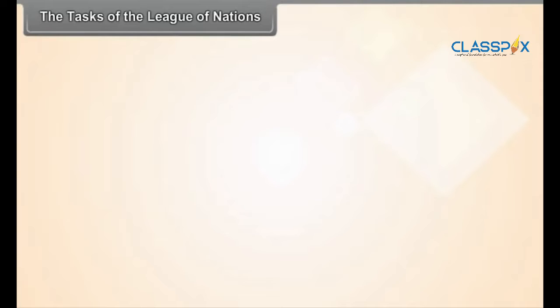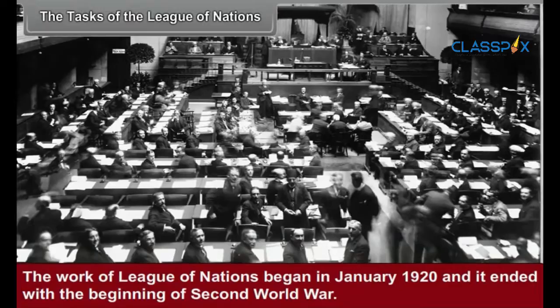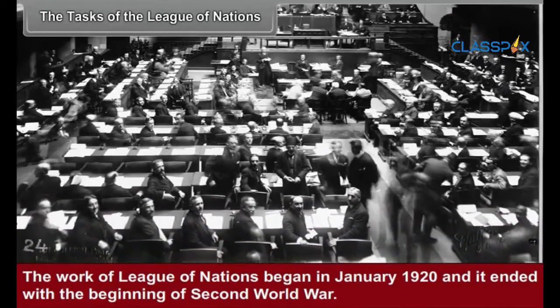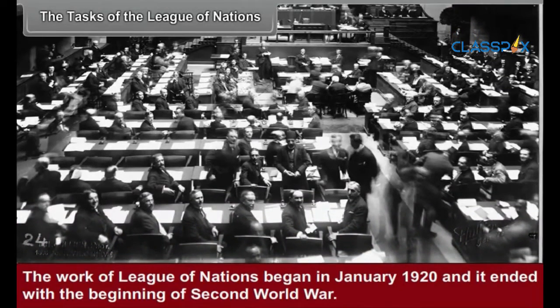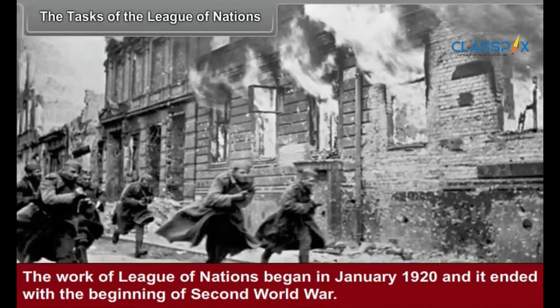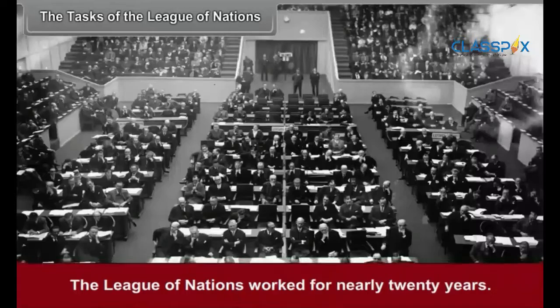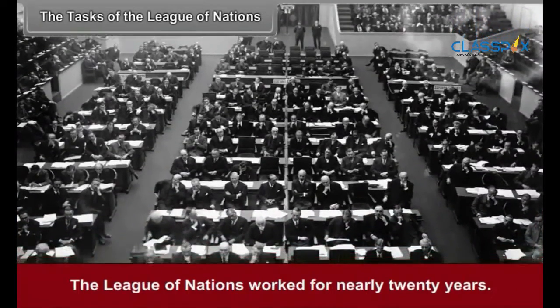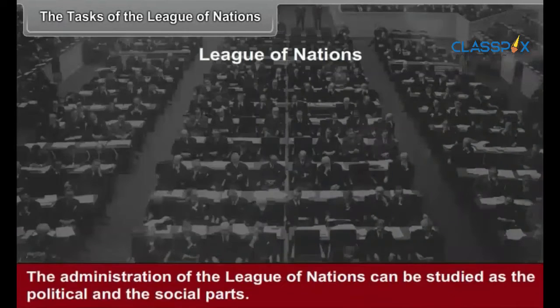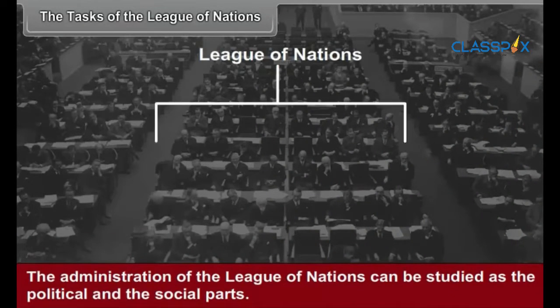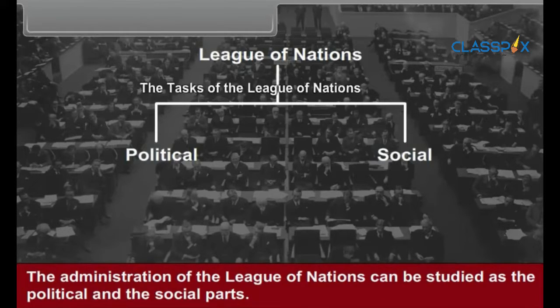The tasks of the League of Nations. The work of the League of Nations began in January 1920 and it ended with the beginning of the Second World War. The League of Nations worked for nearly 20 years. The administration of the League of Nations can be studied in its political and social parts.